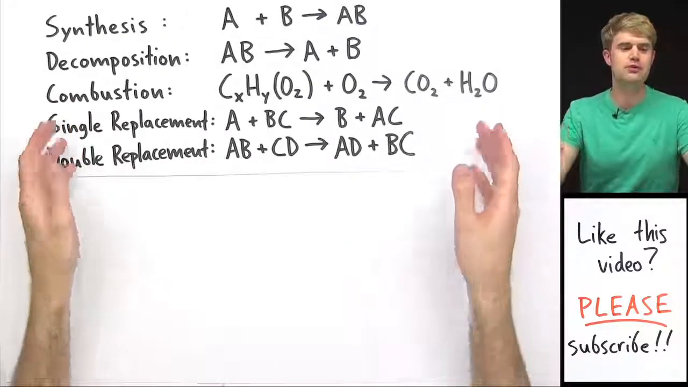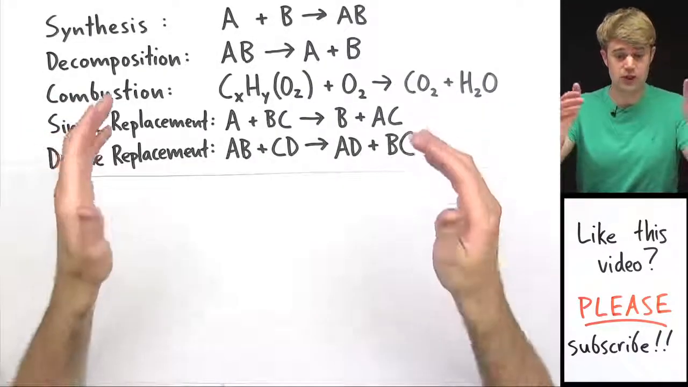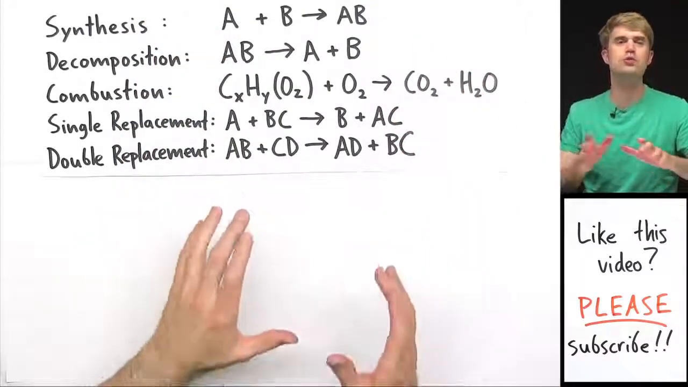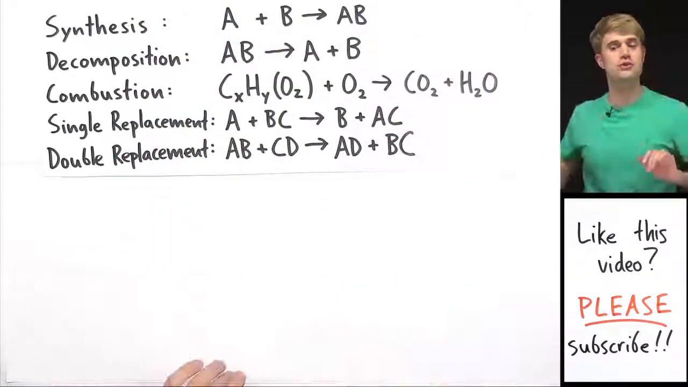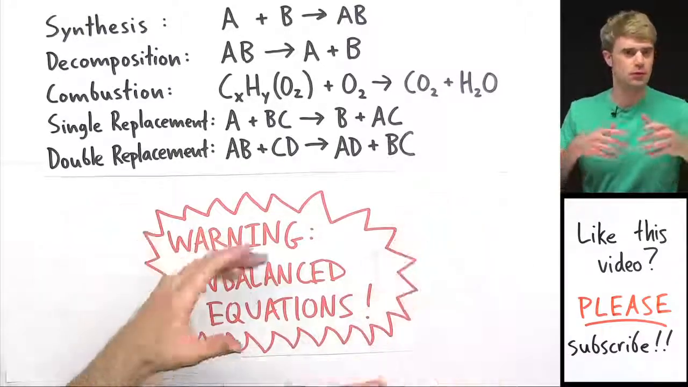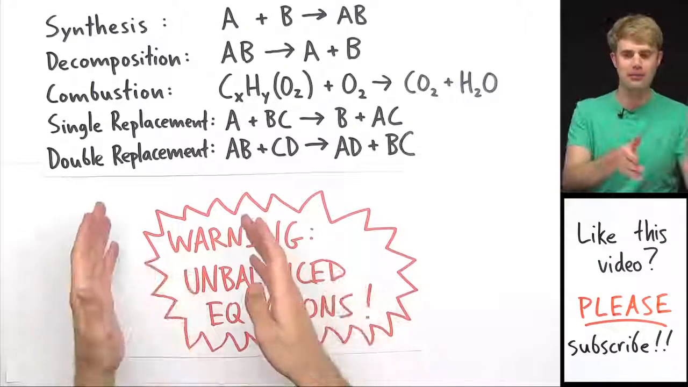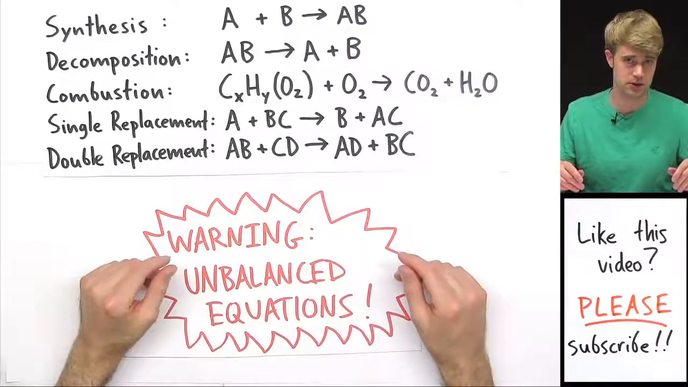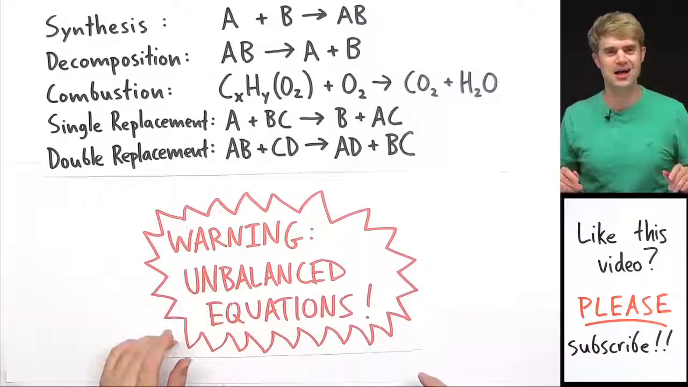So here are the 5 major types of chemical reactions. For each, I've written a sort of general, generic example equation that shows what the reaction looks like. Now, just a heads up, the equations that we'll be using in this lesson are unbalanced, because for right now, I just want you to focus on the elements and how they're rearranging, and I don't want you to get distracted by the coefficients. Okay, so let's start classifying reactions.